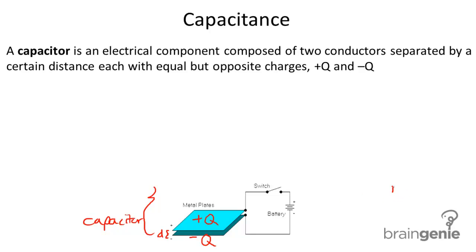Another symbol that we use in schematic diagrams for capacitors is two parallel lines, different from a battery in which the lines are also parallel but of different sizes. So we call this a capacitor.